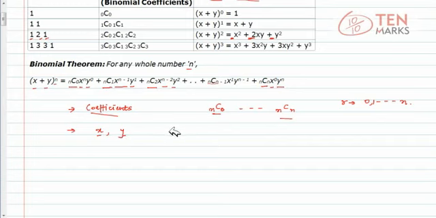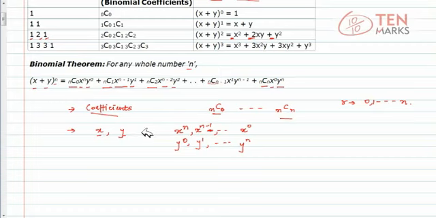The exponent of the x term starts at n and keeps going all the way till x raised to 0. So it's x raised to n for the first term, x raised to n minus 1 for the second term, and so on, all the way until it reaches x raised to 0. And for each of these terms, the exponent of the y term increases. So it starts at y raised to 0, then y raised to 1, and it keeps going on until it reaches y raised to n. So that's how we expand these.